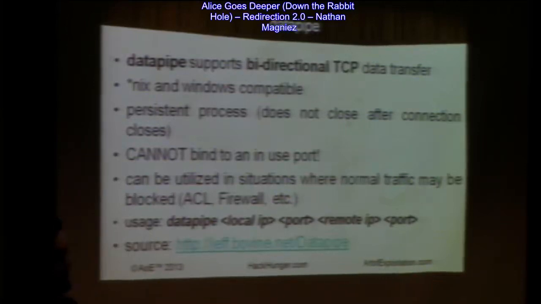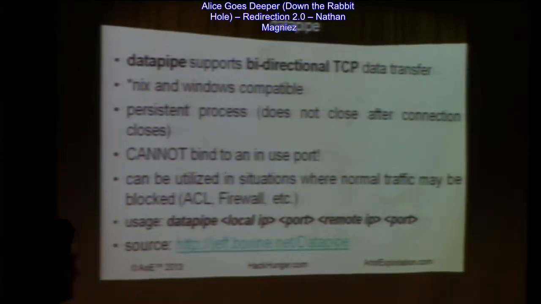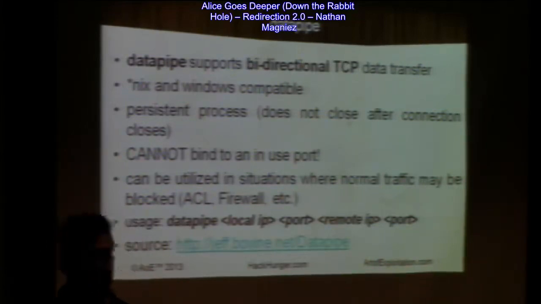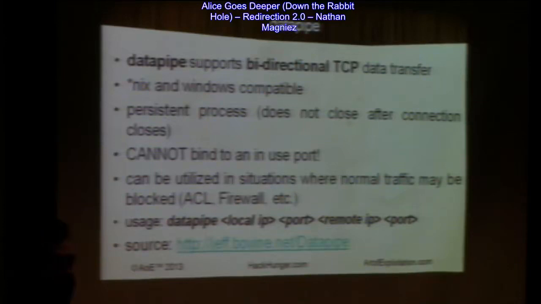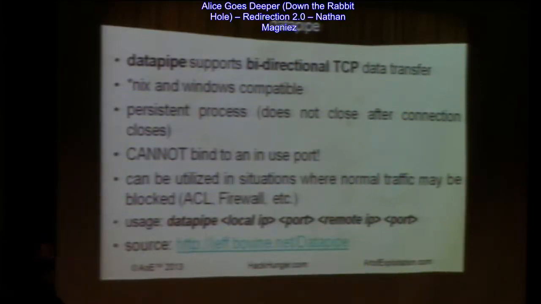It's a persistent process, so it will not die off the minute you use it. You'll have to go in there and manually kill it. It's also Windows and Unix compatible. There's a .exe and there's a Unix variant as well. And just like with a netcat listener, you cannot bind to a port that's actively in use. So in the previous example, we said to listen on 443. We determined that didn't have 443 running. So if you try to listen on a port that's already running, just like with netcat, you'll get the can't bind to that port error code.